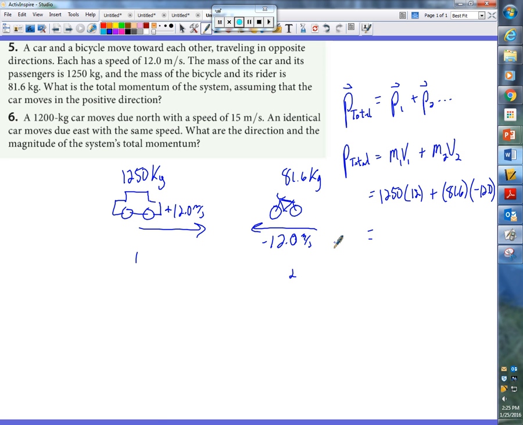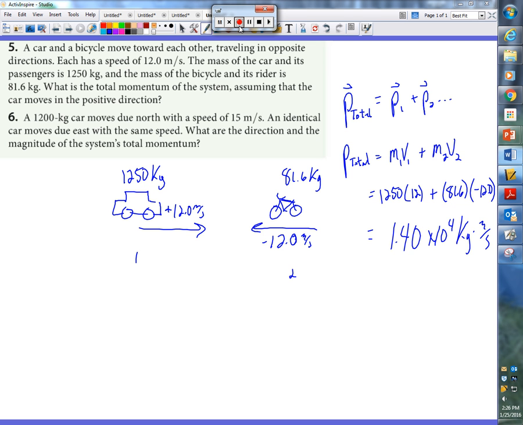So again, their momentums are going in opposite directions. So they are, in fact, taking away from each other. And when we solve that, we should get about 1.40 times 10 to the 4th kilogram meters per second. That's what it is rounded to after we do sig figs. So about 14,000 kilogram meters per second of momentum.